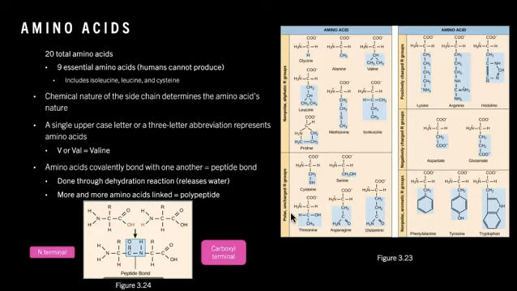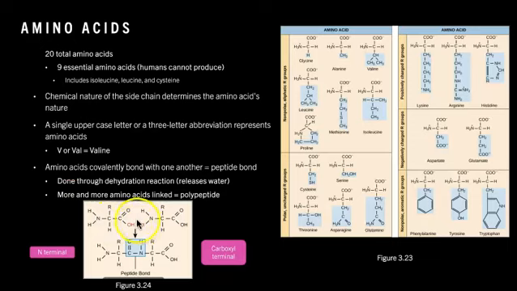Now, to refer to these amino acids, we can either use a single uppercase letter or a three-letter abbreviation, such as V or Val for valine. And we could take these amino acids and link them together to create a chain. So again, amino acids are the building blocks of proteins.